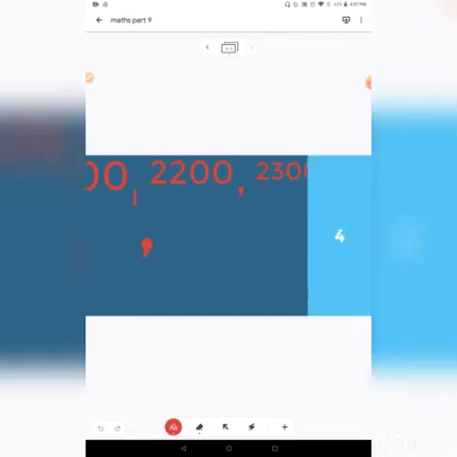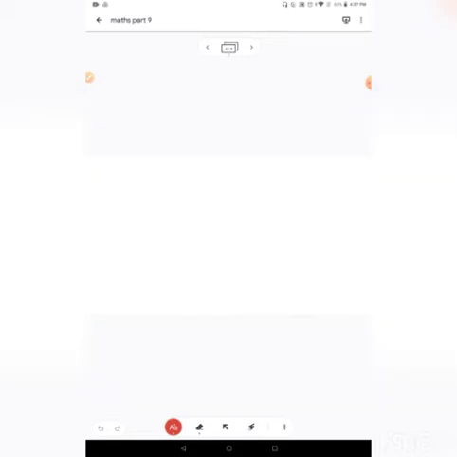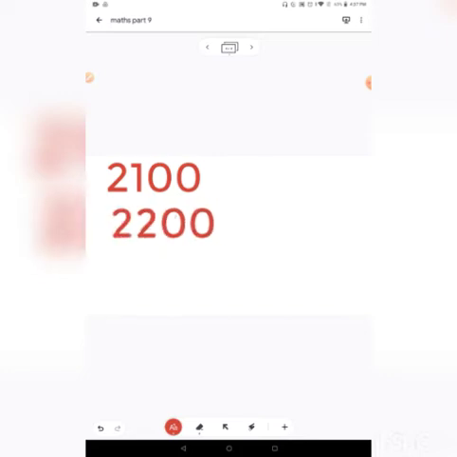So let's do this exercise. In your question, the first number is 2100, your second number is 2200, and your third number is 2300. Now you find out what the similarity is between these numbers.